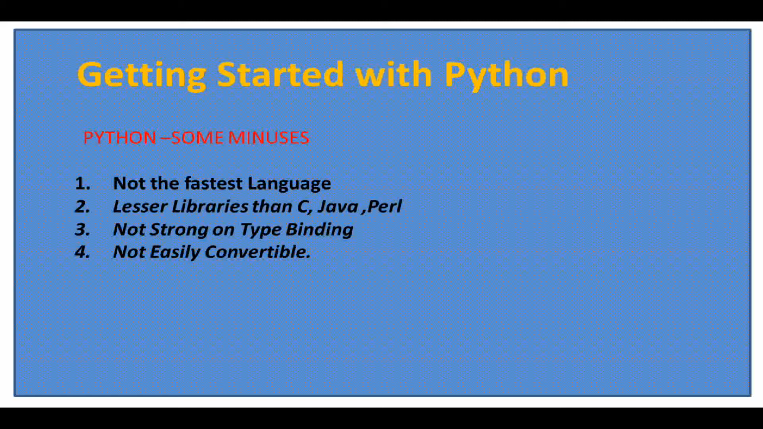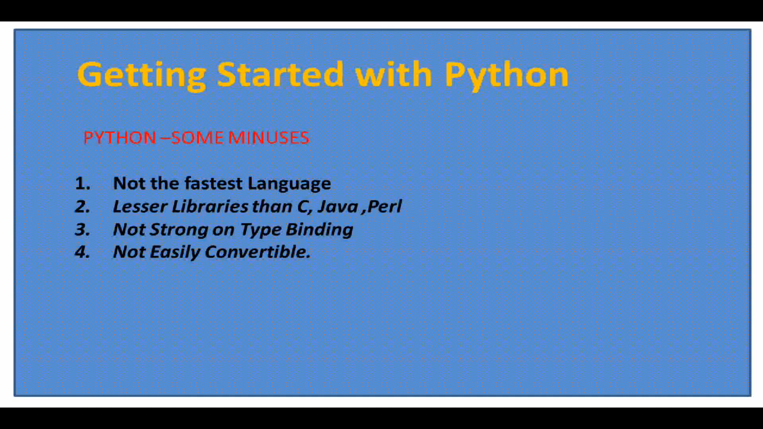Now Python has some drawbacks also. Although Python is a very powerful and yet simple language with so many advantages, it is not actually a perfect programming language. Let us see some minuses or disadvantages of this language. Number one, it is not the fastest language. Python offers faster development times, but the execution times are not that fast compared to some compiled languages.